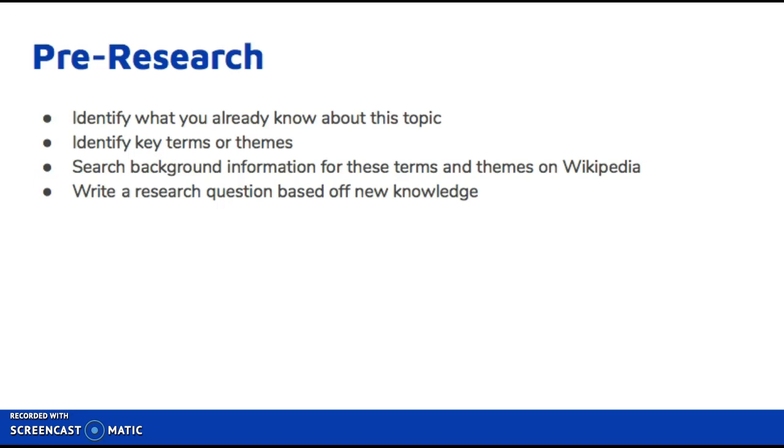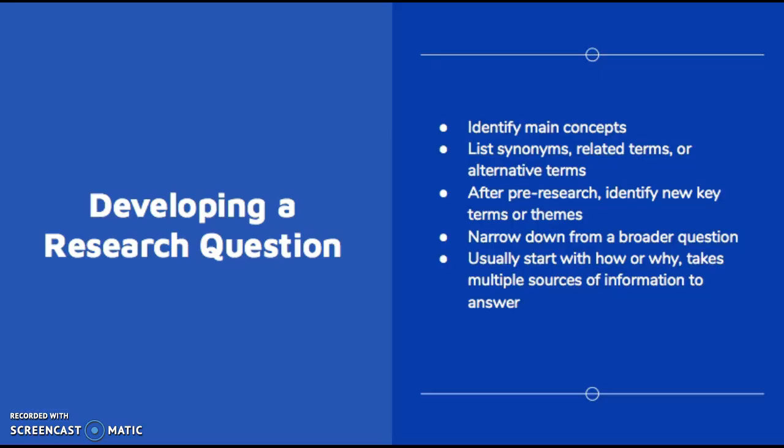defined currently and historically? The steps of developing a research question include: identify main concepts, list synonyms, related terms, or alternative terms. After pre-research, identify new key terms or themes. Narrow down from a broader question. A research question usually starts with how or why and takes multiple sources of information to answer.